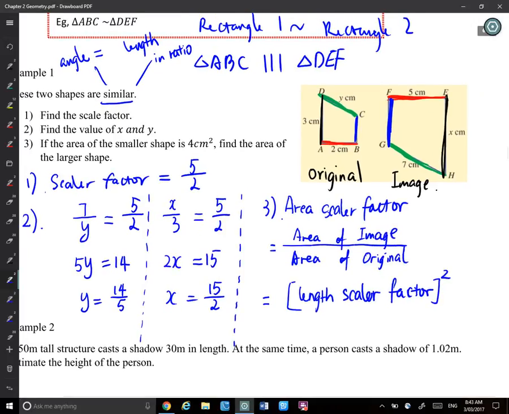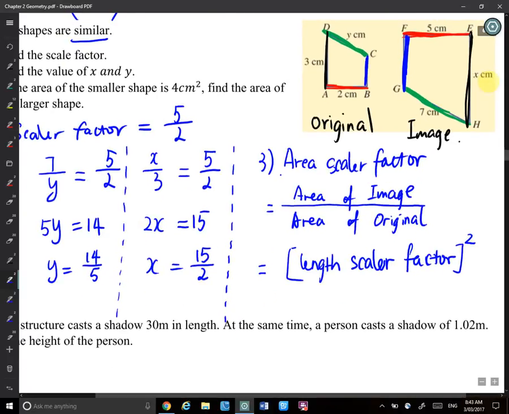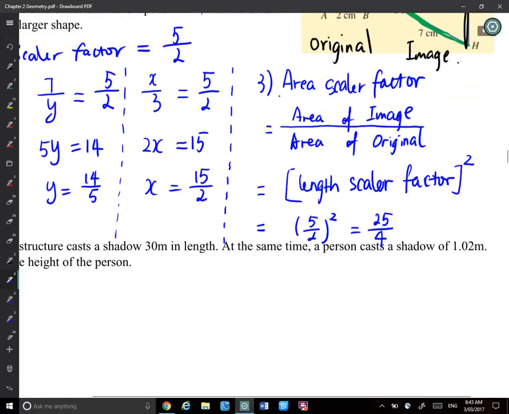So let's say we have the length scalar factor 5/2 here. Then the area scalar factor will be 5/2 squared. That will give you 25/4. So the area scalar factor will equal 5/2 squared in this question, and that is 25/4. So the area of the image over the area of the original should give you a proportion of 25/4.